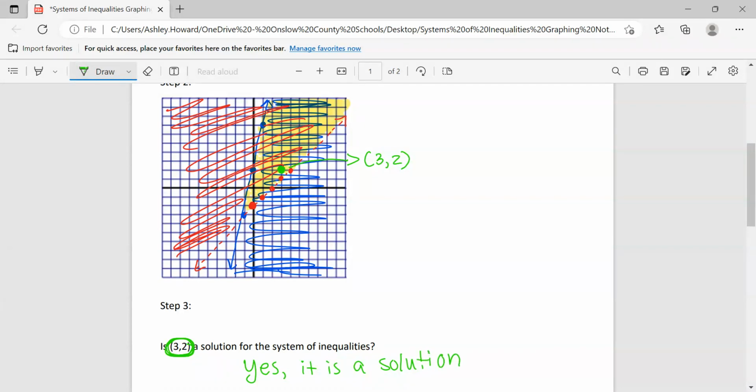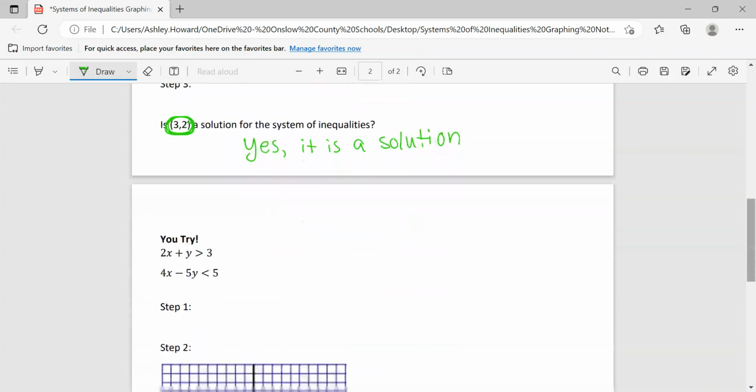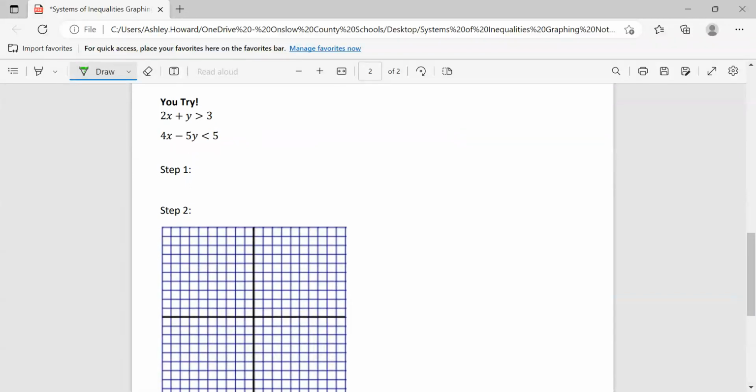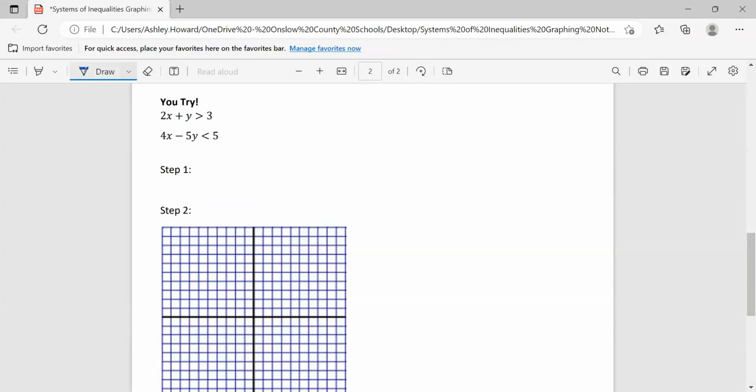All right, so you guys go ahead and try the next problem. You guys are going to be first putting those into slope-intercept form. So again, I'm going to go ahead and convert that first one for you to remind you how we're doing this. For step 1, if I don't have it already in slope-intercept form, all I'm going to do first is move anything that's on the same side. Since we have a 2x on the same side, I'm going to subtract that from both sides. And then we would get y is greater than negative 2x plus 3.